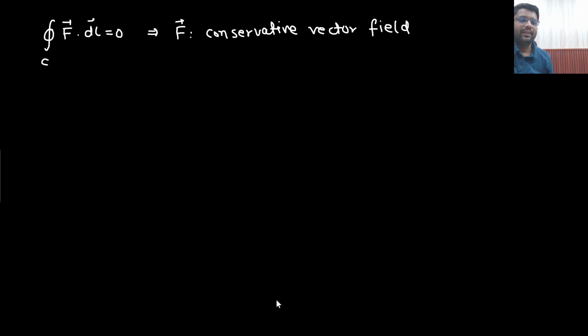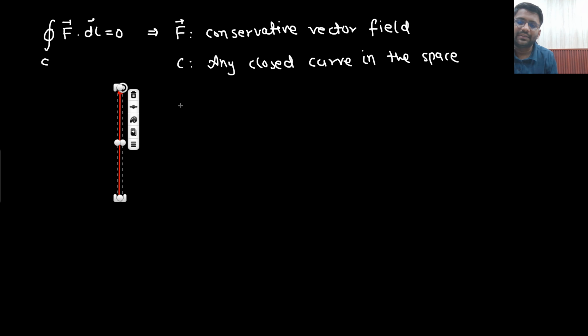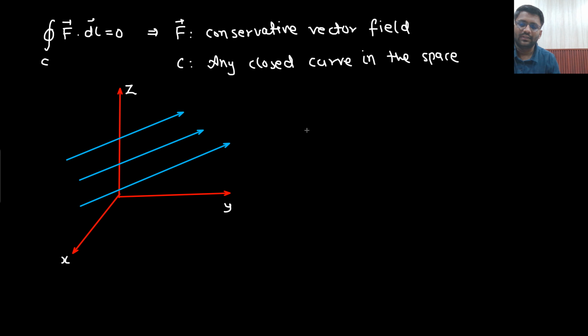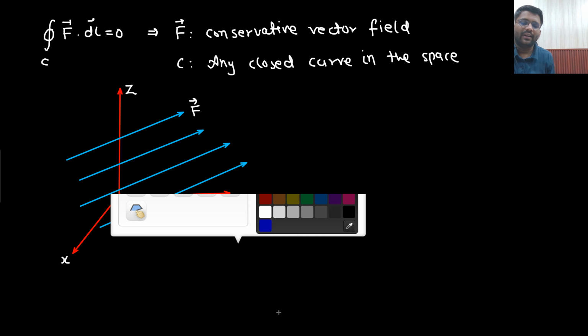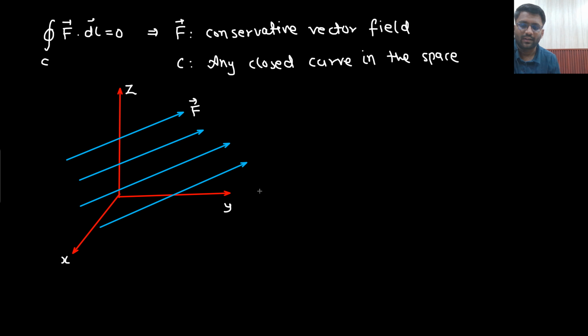One more important thing here is that this C could be any closed curve in a vector field F. What I mean to say is that, let's just say this is my 3D space, x, y, z, and this is how your field is looking like, this is your vector field F. So now you take this closed curve anywhere. Let's just say I have taken one closed curve here.